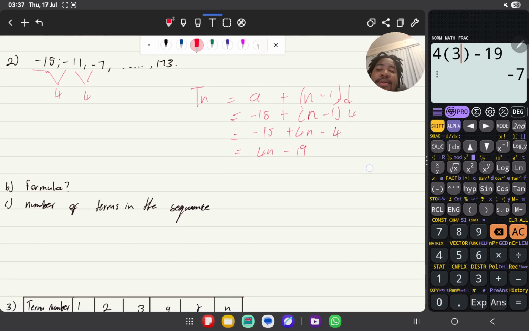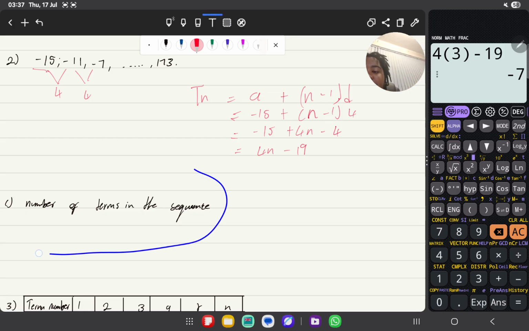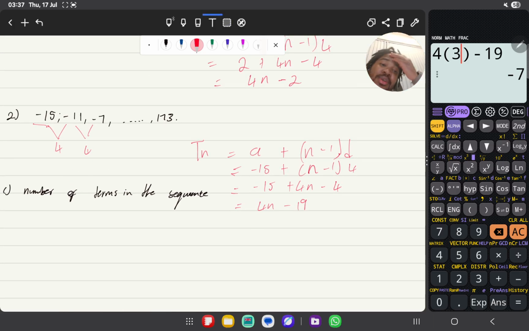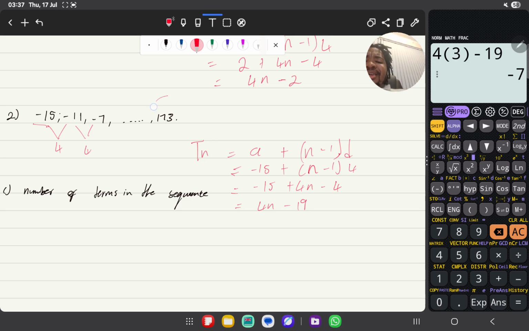All right. And then to make it a bit trickier, we can say how many terms are in the sequence? And for this question, we go back to look at our pattern. What is the last number? The last number is 173. So we're gonna find the value of n, right? The term number for the last term value.